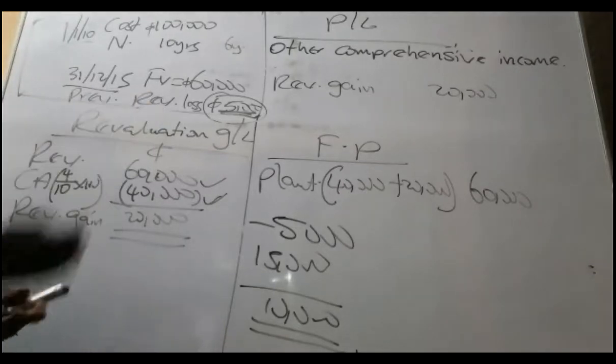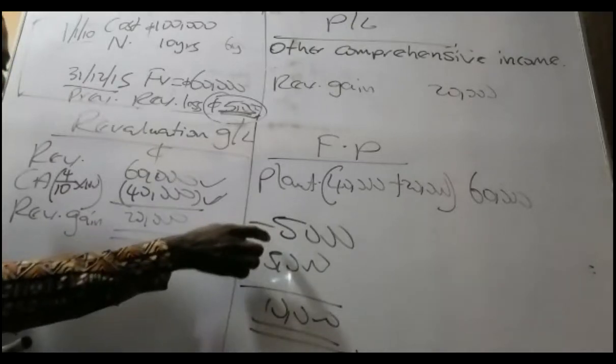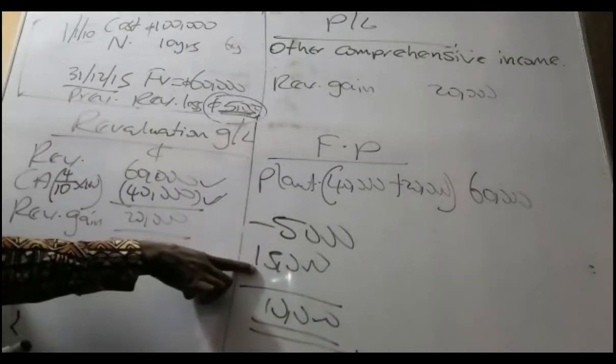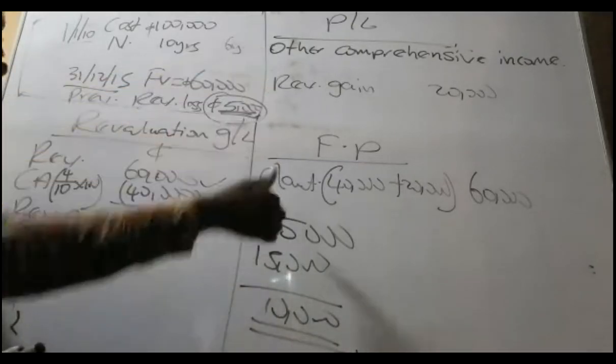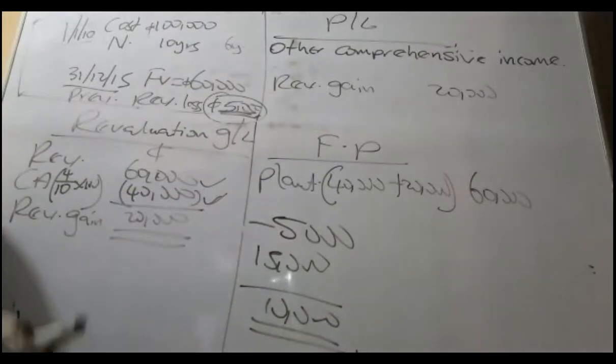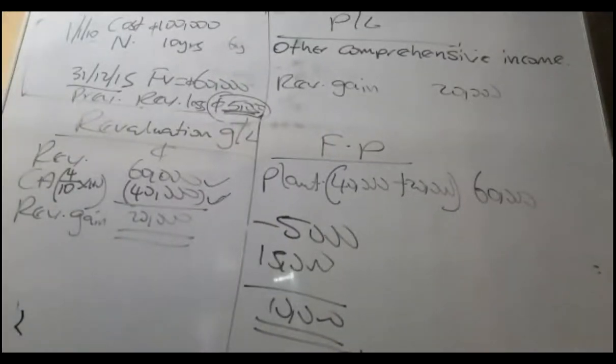So let's see how it will appear. Wherever this loss is, a portion of this 15,000 must be what? Released to wherever that loss is.